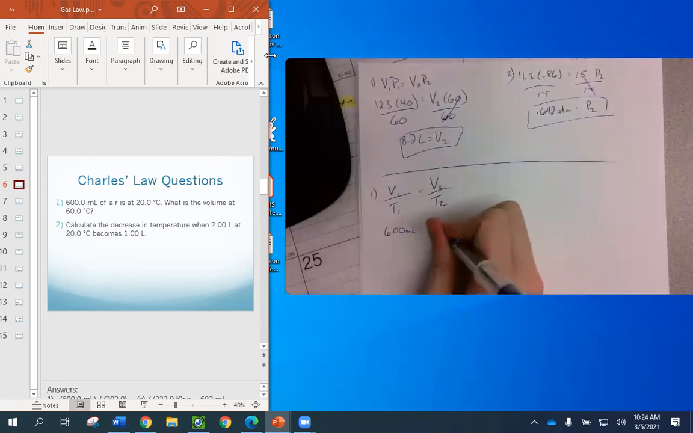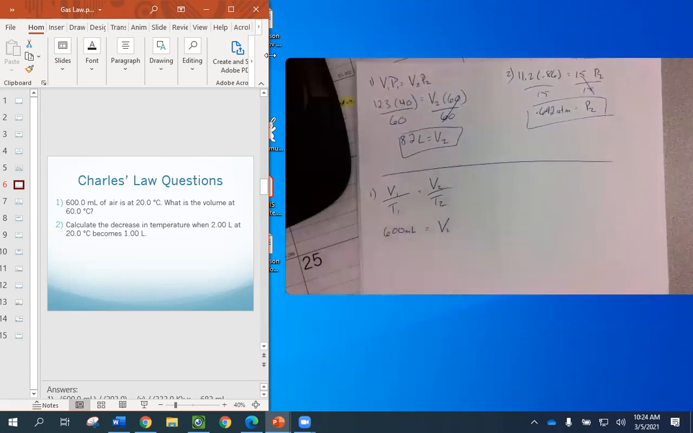It wants to know what my second volume is going to be. And again, that's going to come out in milliliters. If I put this in as liters, it would come out as liters. And you might remember from our previous lesson that I said when dealing with temperature in gases, we should always convert to Kelvin. It's not going to matter in all of the problems, but with some of the formulas, it becomes crucial that you're using Kelvin. So as a general rule, just always convert your temperature to Kelvin.